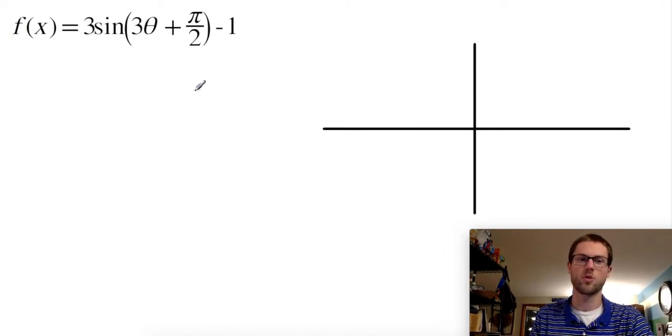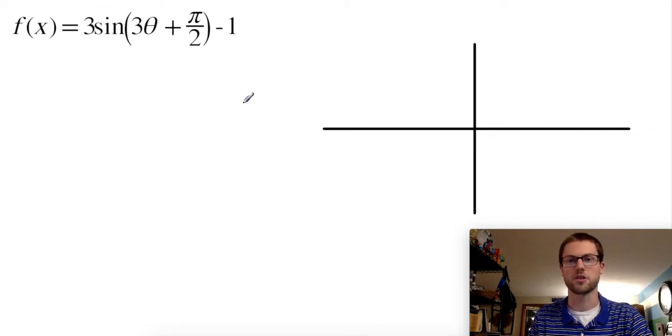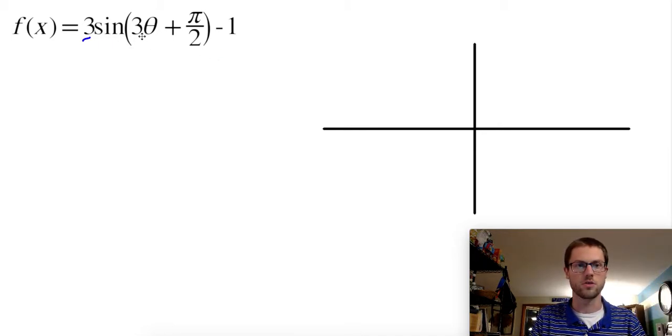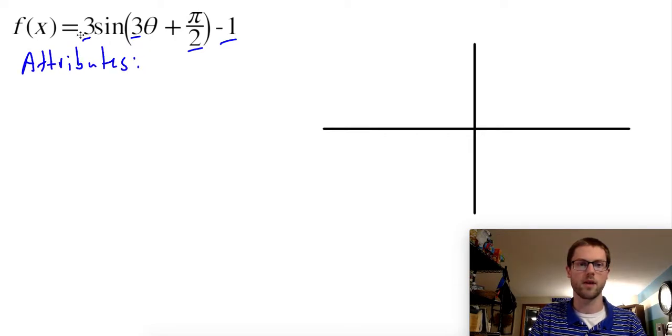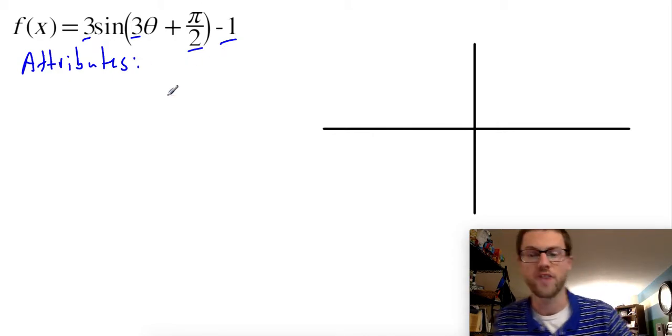We are going to be graphing this trig function, this sine curve, in this video. And there's a series of steps that I usually like to follow. We're going to take a look at what all of these values do to our function, and then we're going to plot it. So I like to list my attributes of this function, and that's given by all these values that affect this curve.